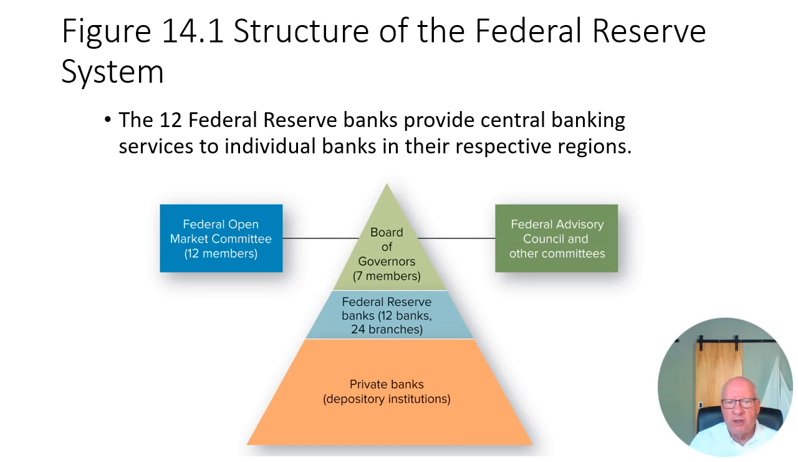Now, you can see those numbers are not going to add up, because if we have 12 Federal Reserve banks, that means we have 12 Federal Reserve Bank presidents and 7 Board of Governors members. That would add up to 19. So it turns out that all 7 of the Board of Governors members always serve on the Federal Open Market Committee, and then 5 other positions are rotated among the remaining 12 Federal Reserve Bank presidents. So they alternate when they get to stay on the committee. And then beneath all of them are the private banks or depository institutions that the Federal Reserve oversees.